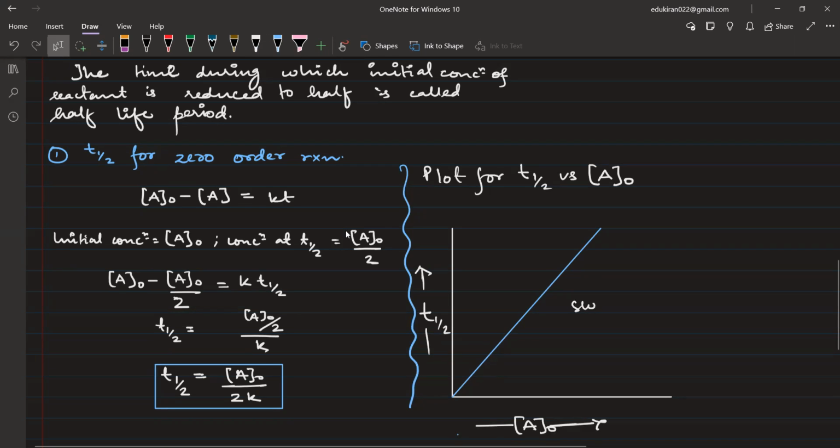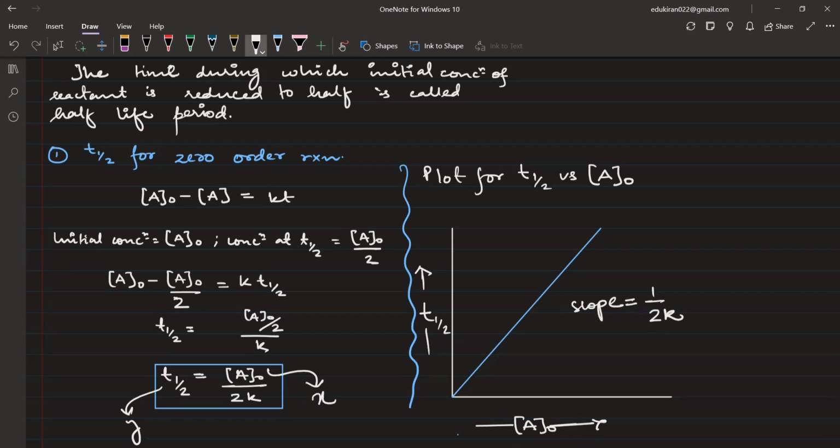What is the slope here? As you can see, this is your Y. A naught is your X. So whatever is remaining is going to be your slope. That is 1 upon 2K. 1 upon 2K is your slope here.